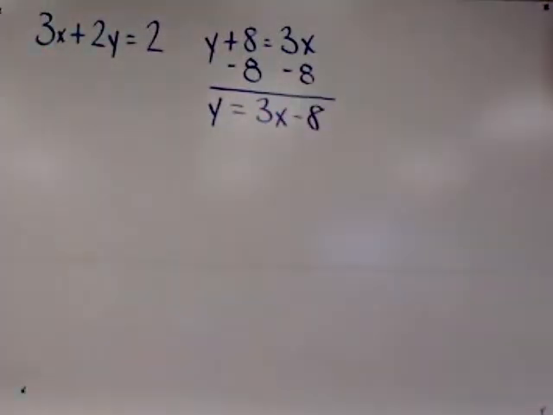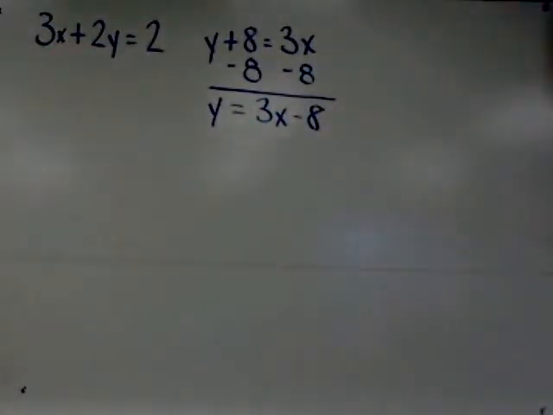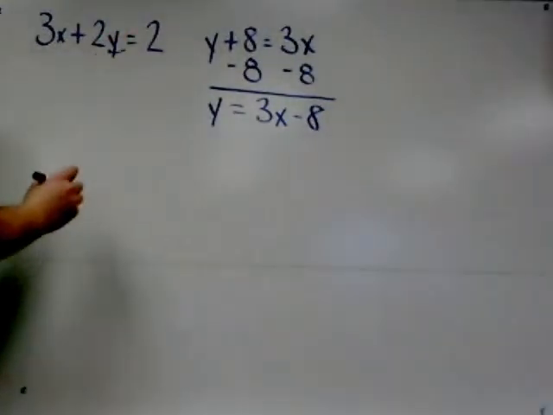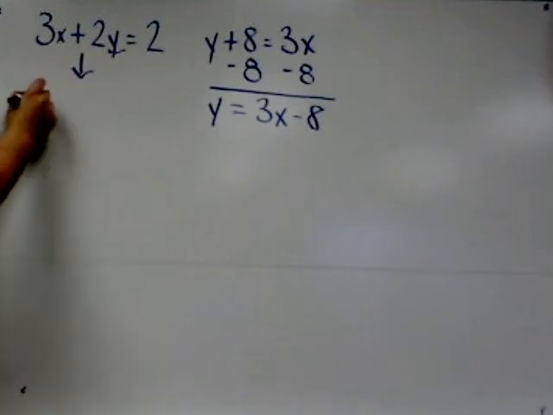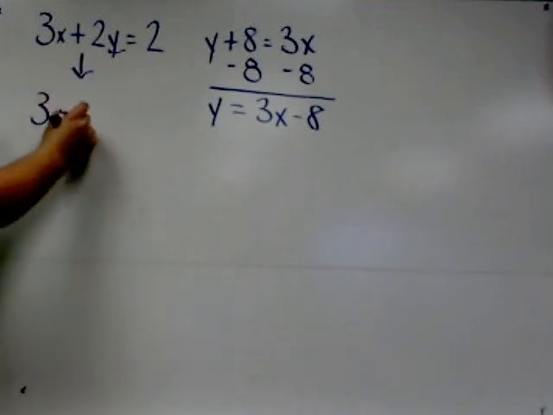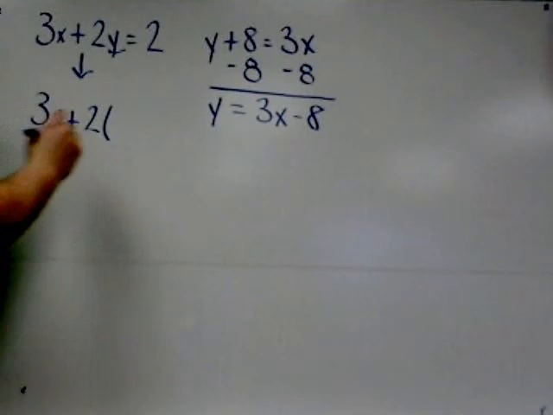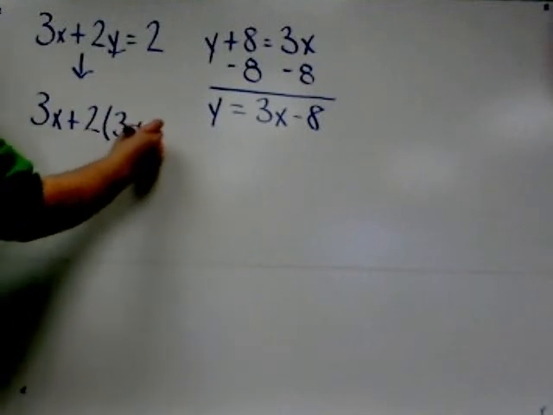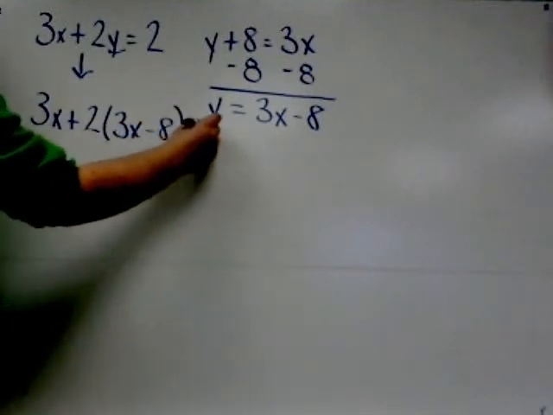Now, since that came from the second equation, I'm going to have to plug it back into the first equation where y is. So, this first equation is now going to get changed into 3x plus 2, parentheses, 3x minus 8, close parentheses, equals 2.